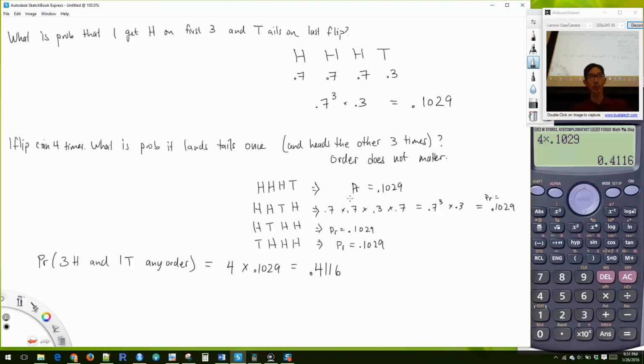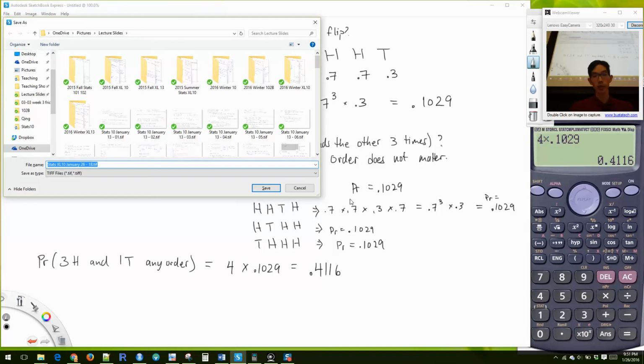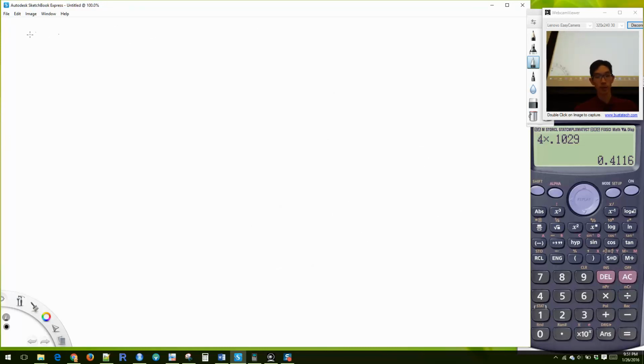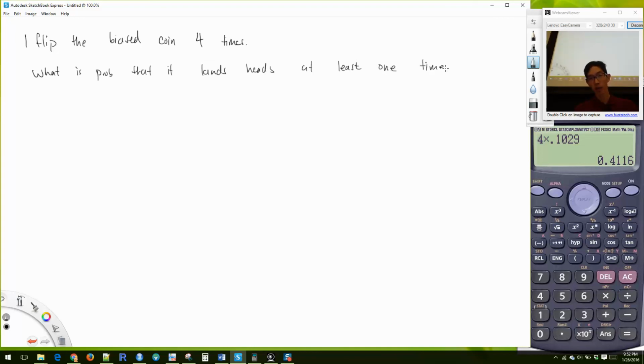All right, one last example, and this is a little bit of a brain twister, okay? Same thing, we've got the biased coin, lands heads with probability 0.7, tails with probability 0.3, okay? But I'm going to change it up a tiny bit. I flip the biased coin four times. What is the probability that it lands heads at least one time?